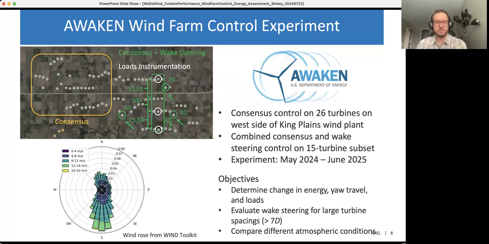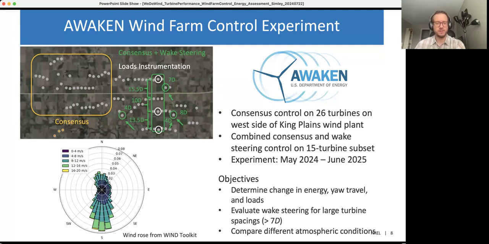So there are 2 types of wind farm control that are being evaluated at this wind farm. One is called consensus control, and that's happening mostly on the west side of the wind farm. I won't talk about this too much, but it's where the turbines are sharing information about their wind direction measurements with each other to try to improve the local wind direction estimates at each turbine and improve the yaw control. It's really implemented just as a spatial average of wind directions from neighboring turbines used as the wind direction for each turbine.